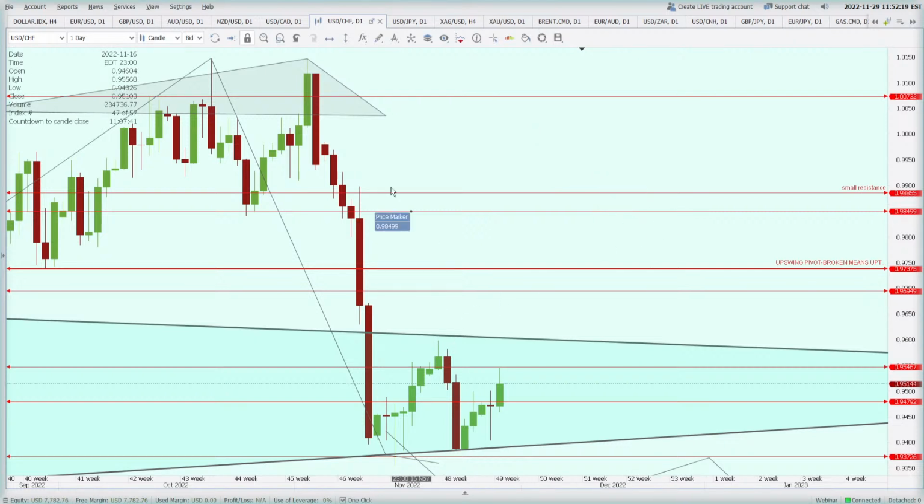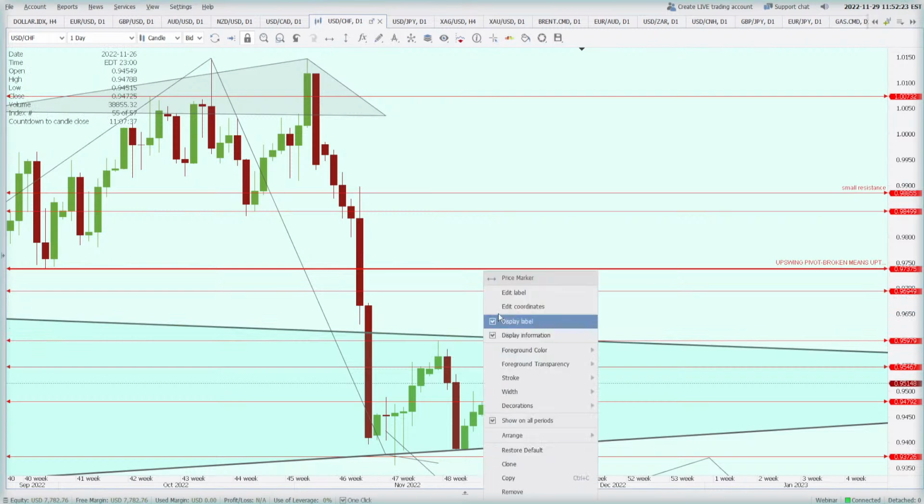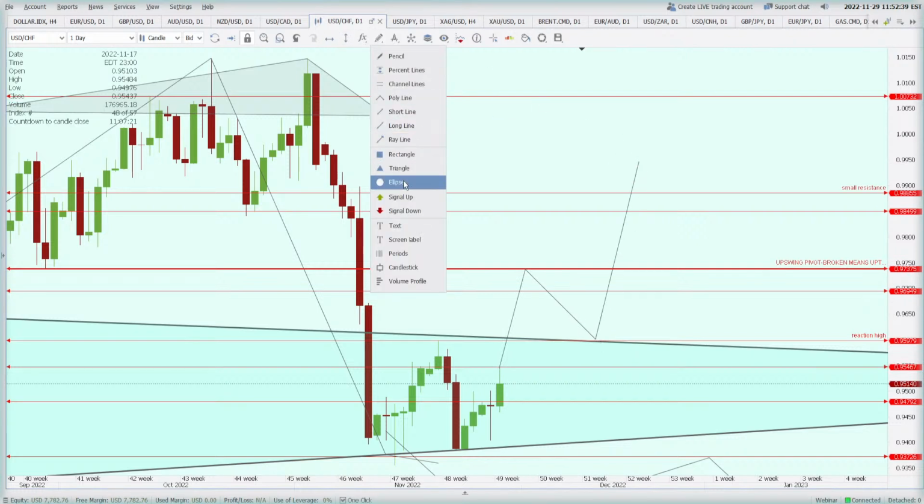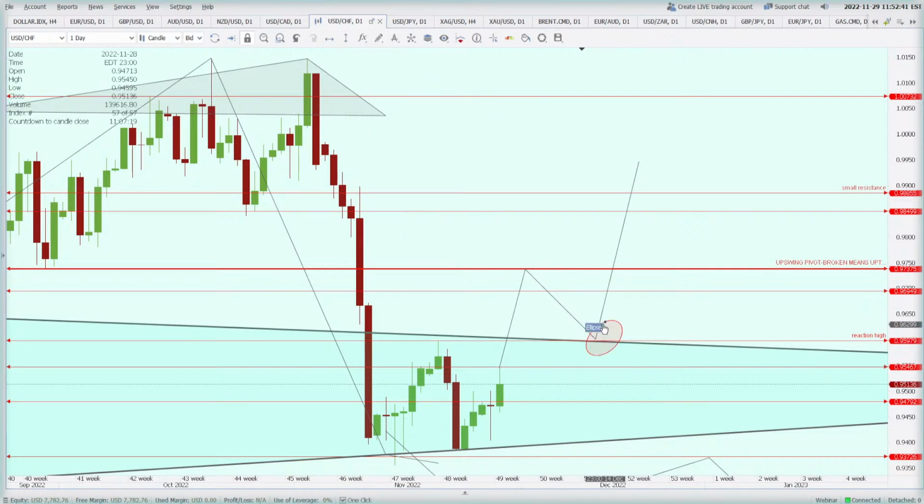Now this is the reaction high. I am just keeping it on my chart. So this is the reaction high. I will label it as reaction high. When this reaction high is broken, how can we trade this pattern? We can trade this pattern like this. In this case you will have a buying opportunity something around here.